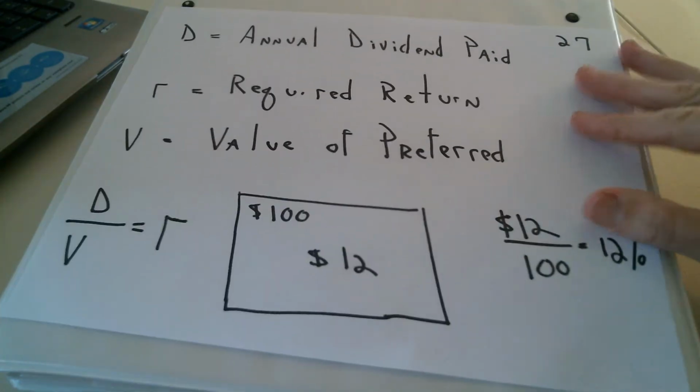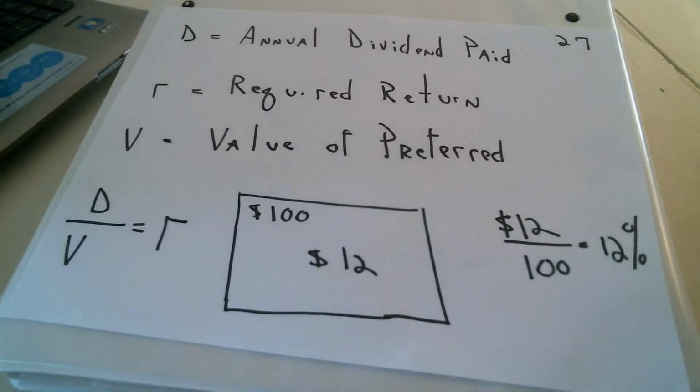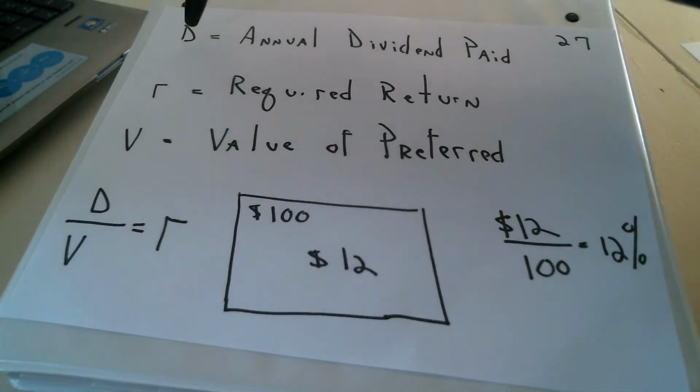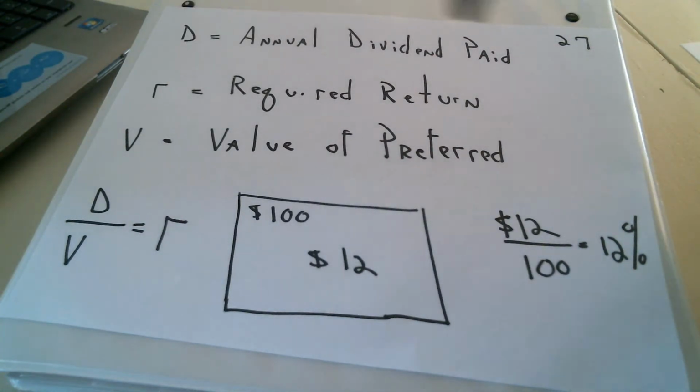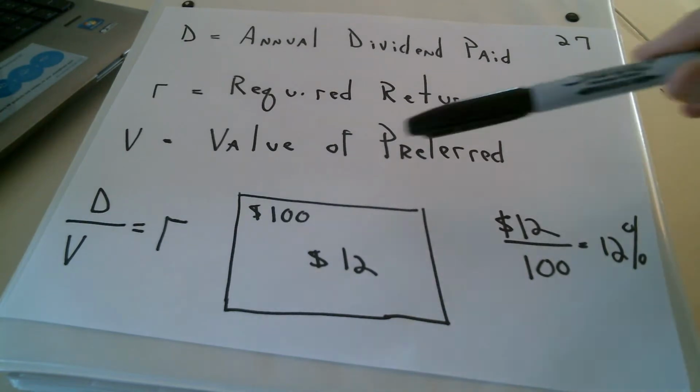If we want to write that in a different format, we can come up with any one of these three variables, of course, if you're given the other two. So here are some definitions. D designates the annual dividend paid. R is the required return. Remember, if it has that hat on it, R hat, that would be the expected return, but here it's required. V is the value.